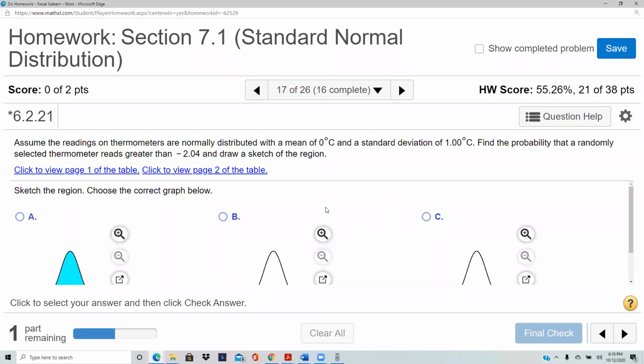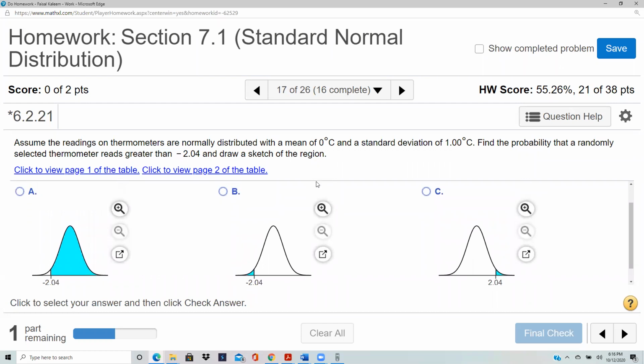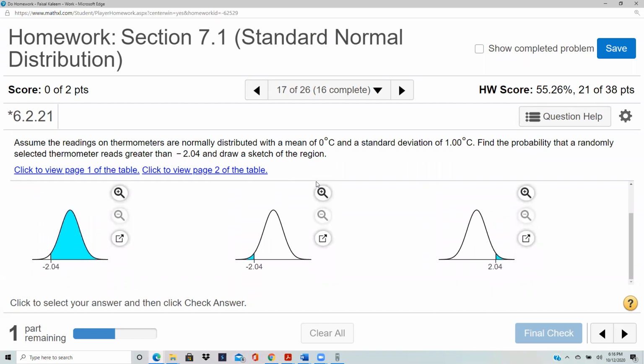Assume the readings on thermometers are normally distributed with a mean 0 and standard deviation 1. Find the probability that a randomly selected thermometer reads greater than negative 2.04. So first we have a sketch. Greater than negative 2.04 would be this one. Greater than means to the right of it.